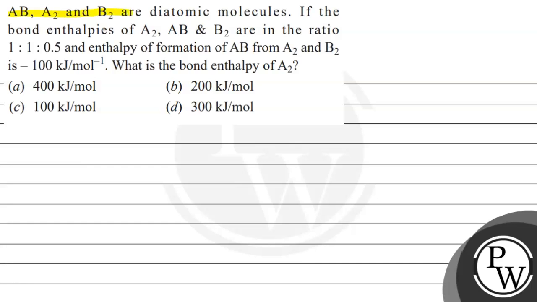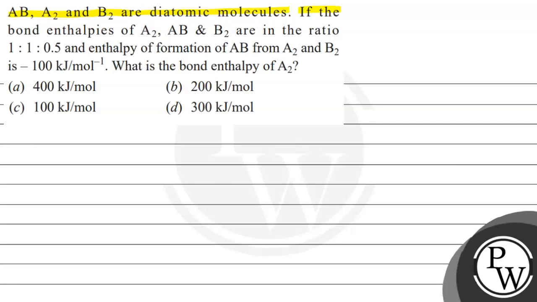AB, A2 and B2 are diatomic molecules. If the bond enthalpies of A2, AB and B2 are in the ratio 1:1:0.5 and the enthalpy of formation of AB from A2 and B2 is minus 100 kilojoule per mole, what is the bond enthalpy of A2? And these are the following options given to us.